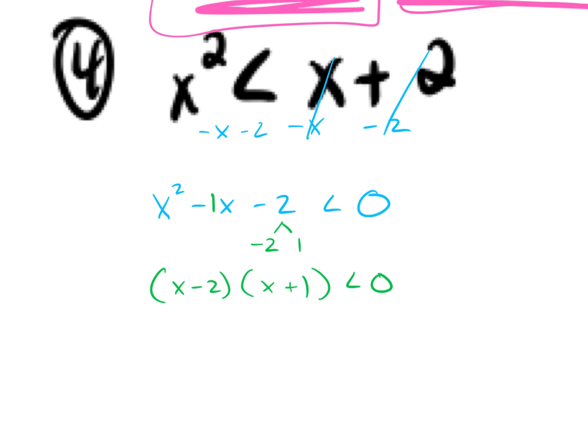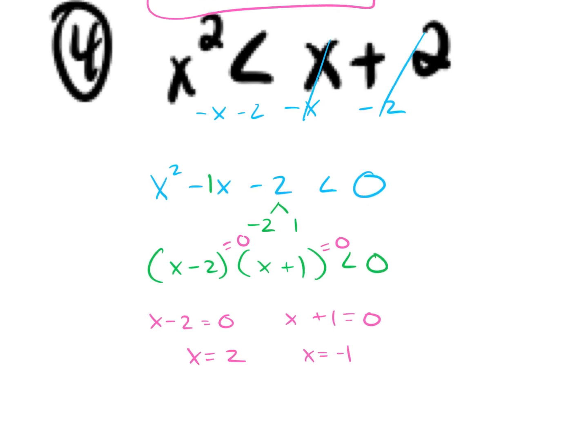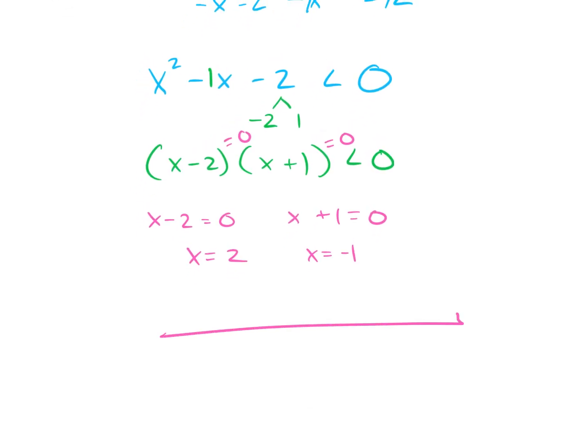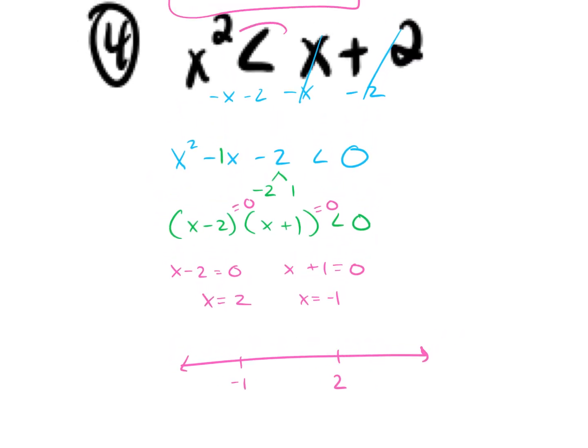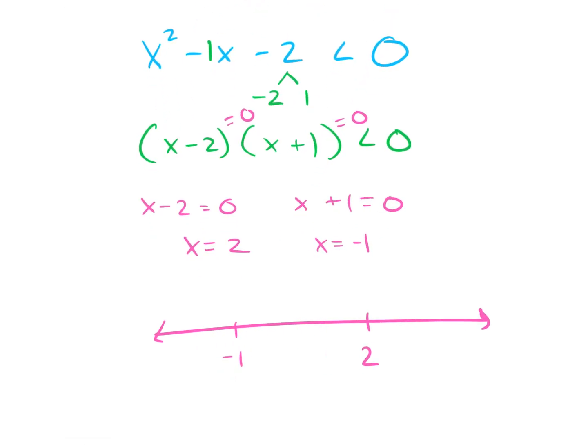What do I do next? Set each piece equal to 0. So we have x minus 2 equals 0 and x plus 1 equals 0. So x is equal to 2 and x is equal to -1. So I'm going to put those 2 key values on my number line. Start with the smallest one. We have -1 and 2. At these points, do I put open circles or closed circles? If it's just a less than sign, what do we put? Open circles.